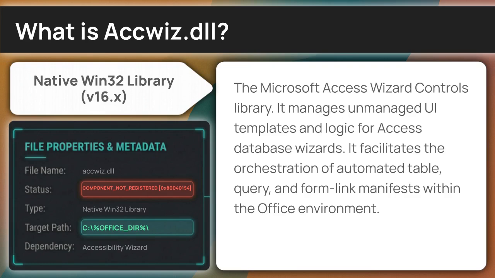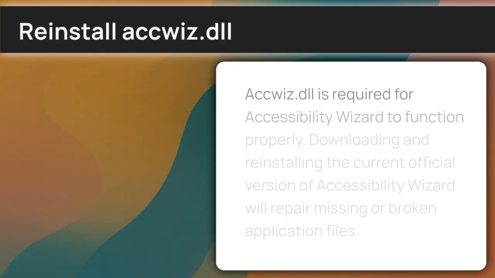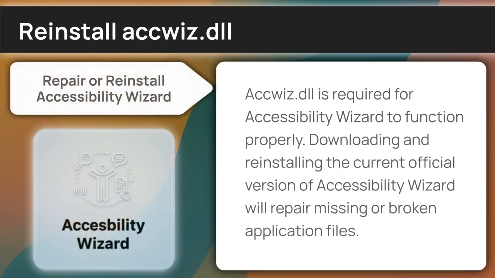Knowing the file's purpose is helpful, but now we need to physically restore it. Accwiz is required for Accessibility Wizard to function properly. Downloading and reinstalling the current official version of Accessibility Wizard will repair missing or broken application files.